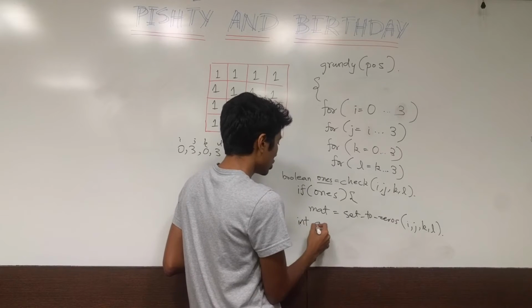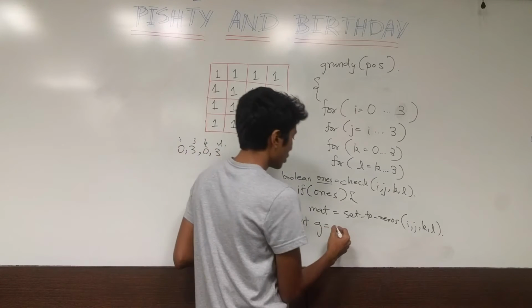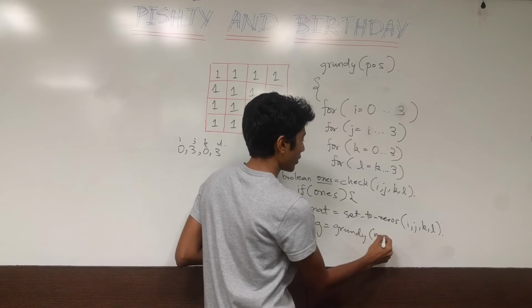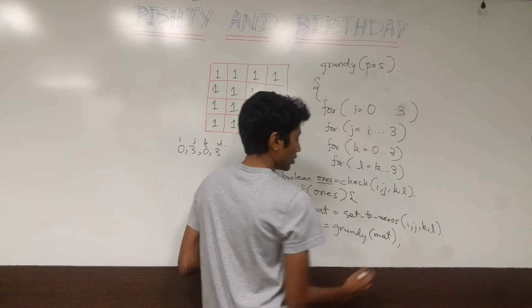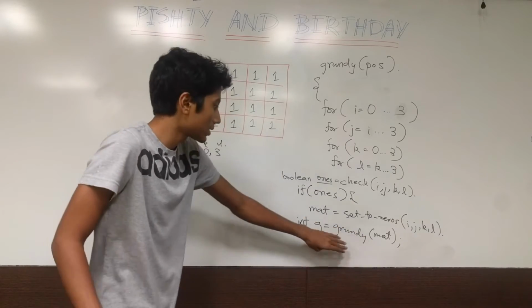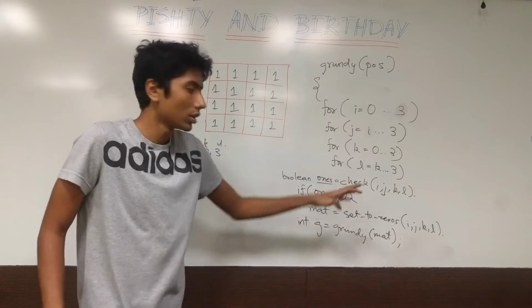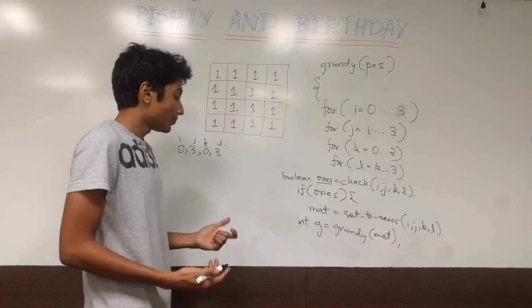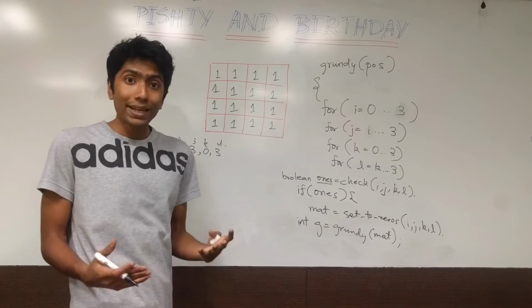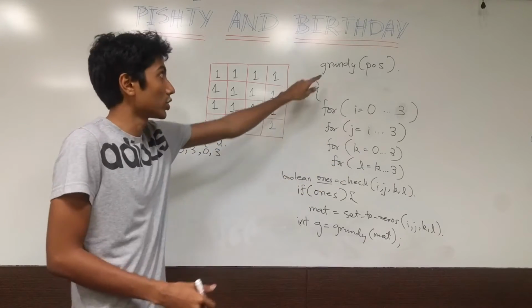Int G is equal to Grundy of the new matrix. Alright, so we have the Grundy of the new matrix. This is a recursive function, it's again going to come back and do all that processing. What do we need to do from this? Well, you know that we need to find the max of all Grundy positions from a given position.